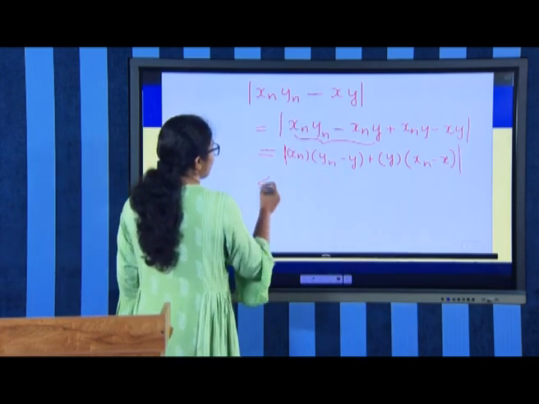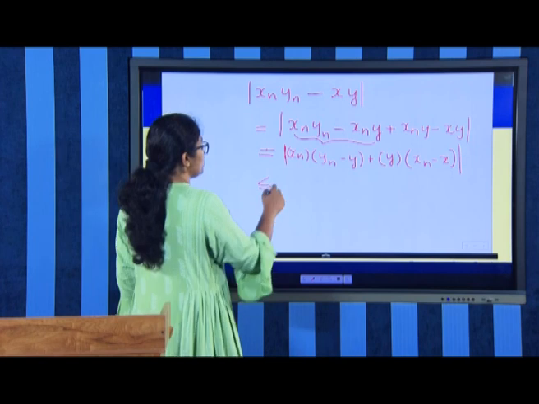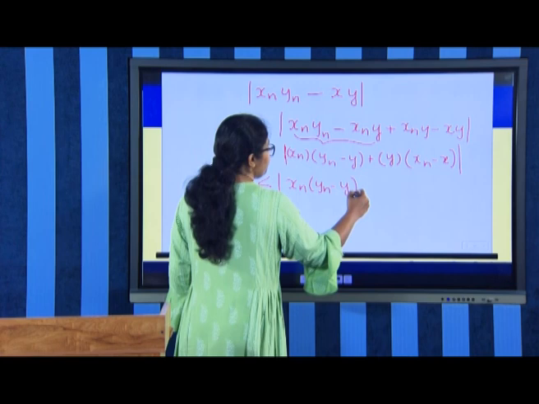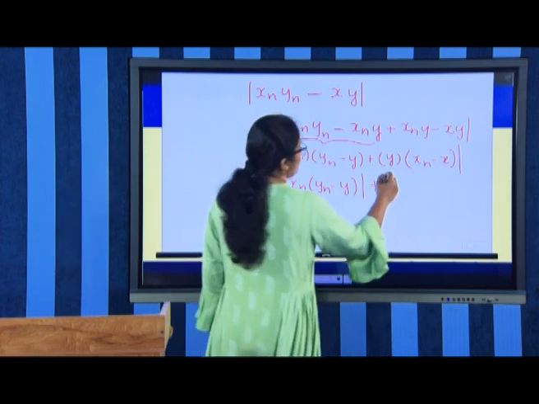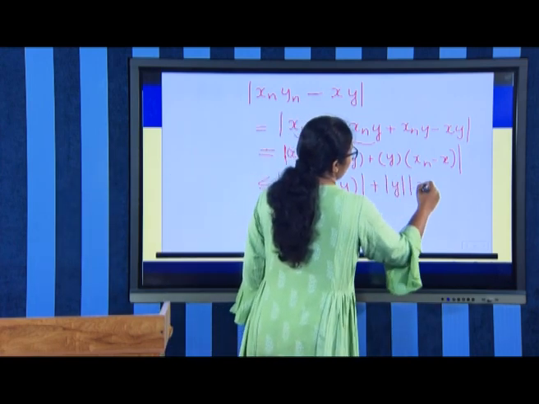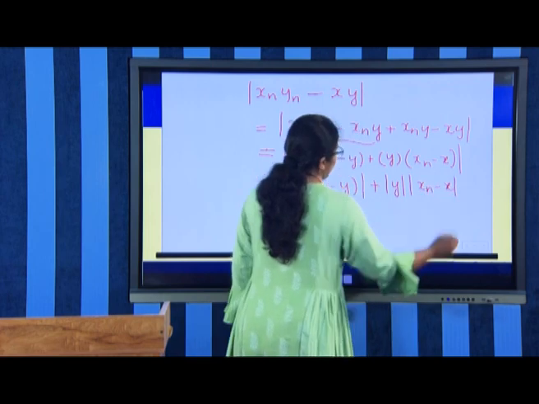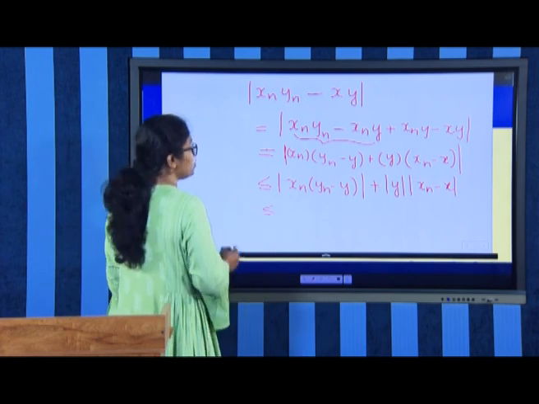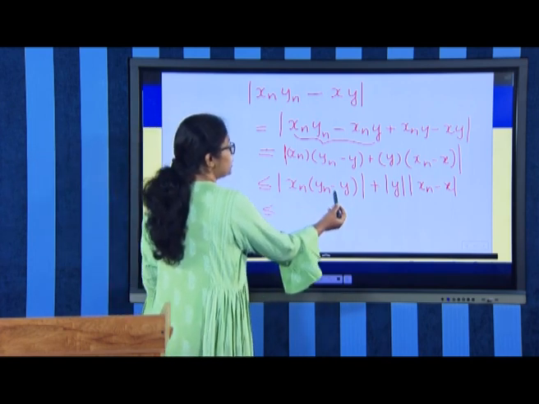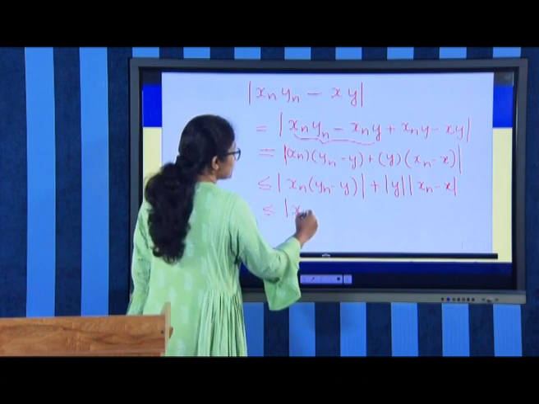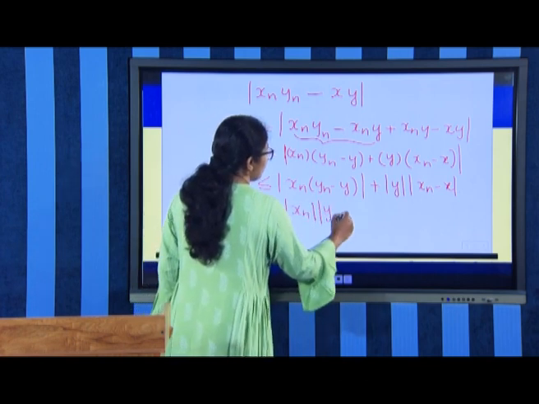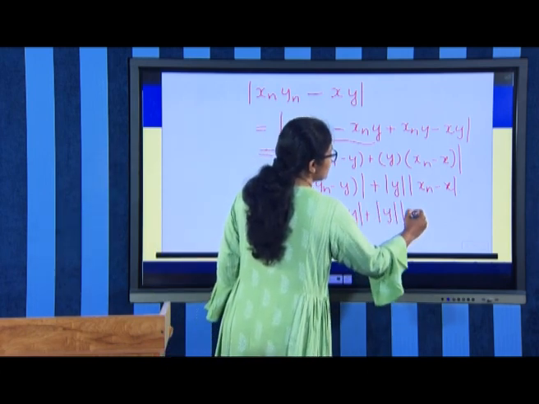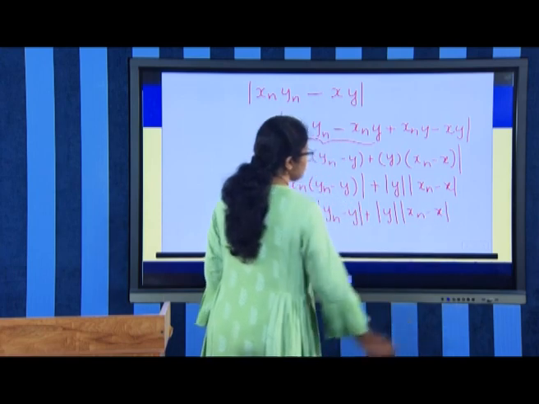Now, applying the triangle inequality, this becomes less than or equal to modulus of xn into yn minus y plus modulus of y into xn minus x, and that is less than or equal to, inside the modulus you have a multiple, that is same as mod xn into modulus of yn minus y plus mod y into modulus of xn minus x.